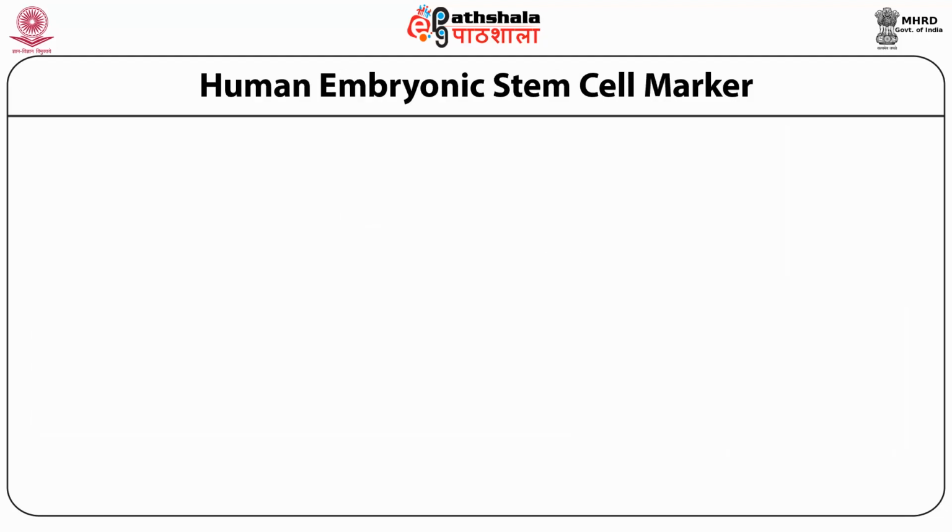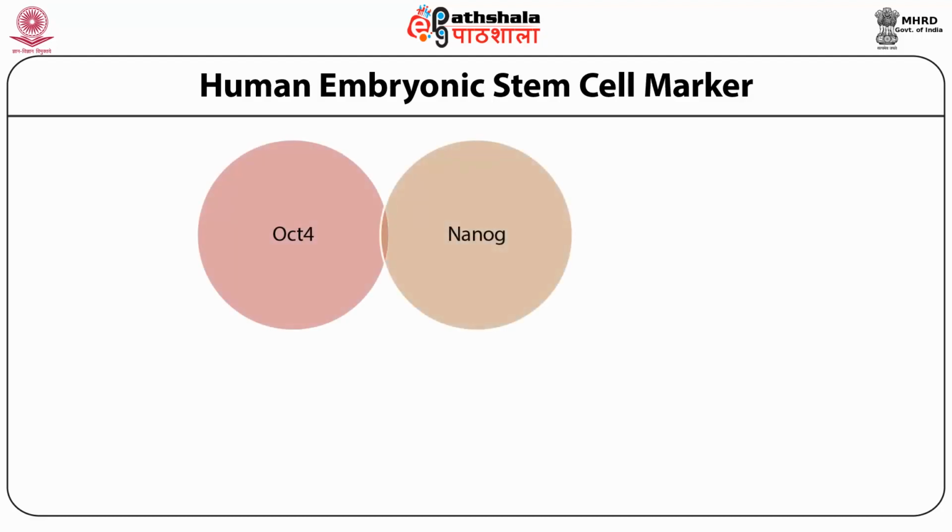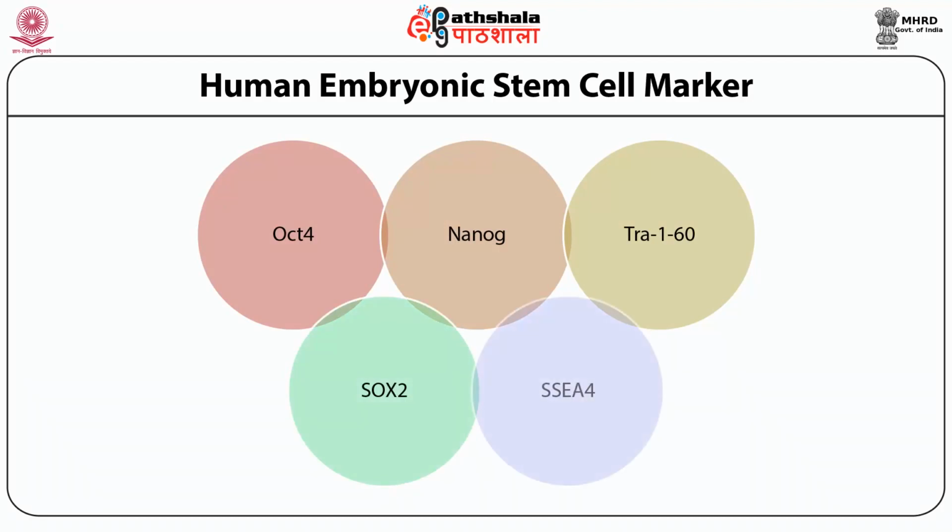The four important factors which can help as markers to identify a human embryonic stem cell are OCT4, NANOG, TRA1, SOX2, and SSEA4.